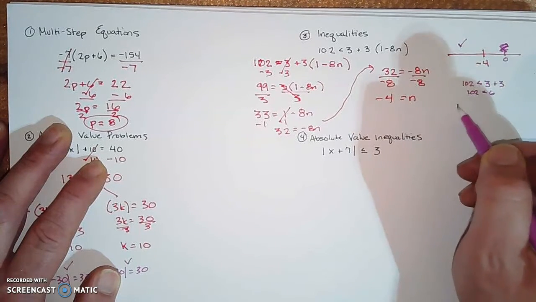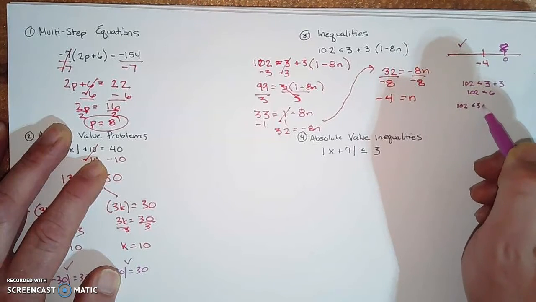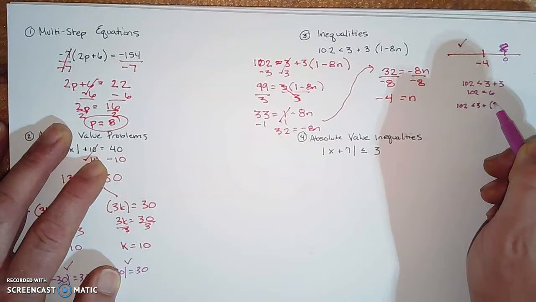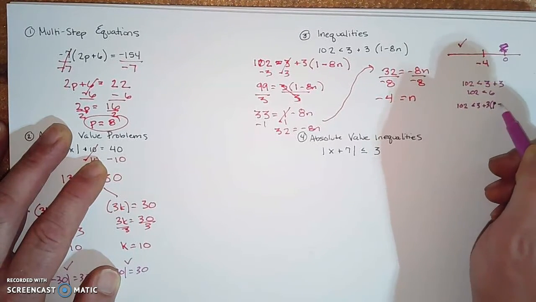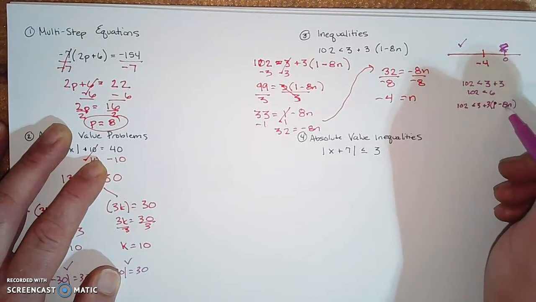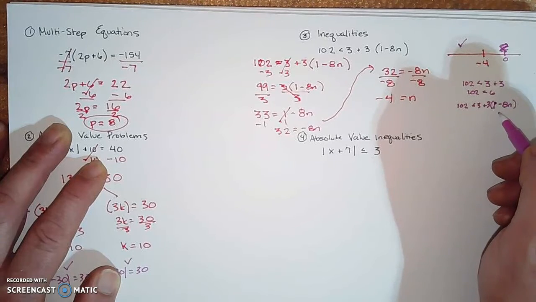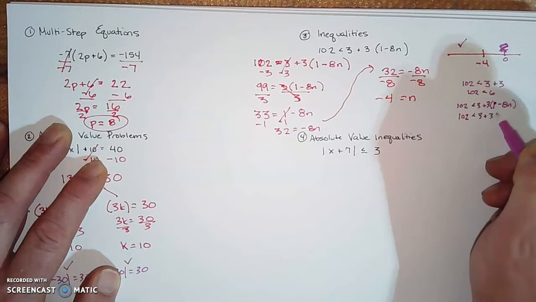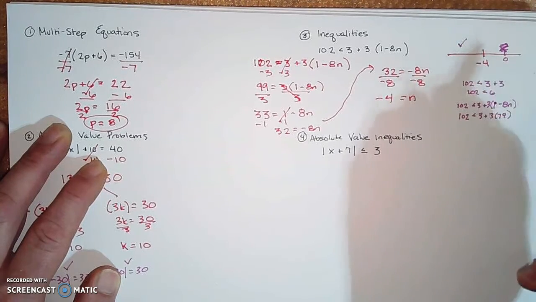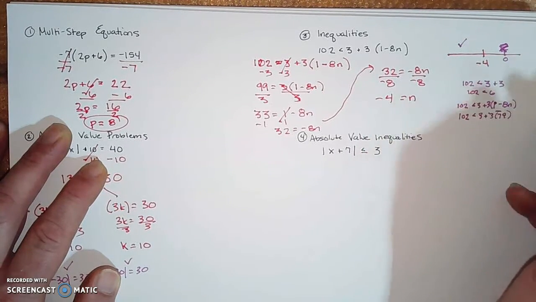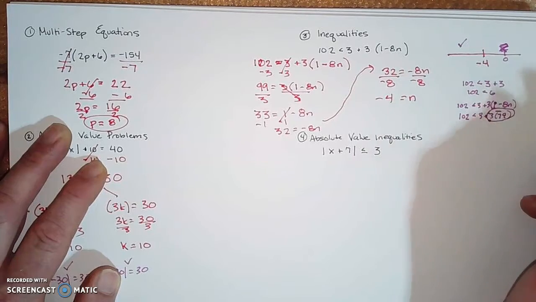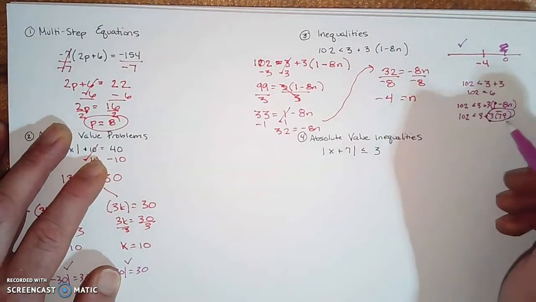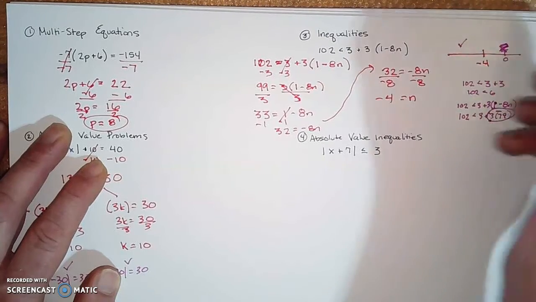-10. So I get 102 is less than 3 plus 3, parentheses 1 minus 8n. Well, -8 times -10 is -80. 1 minus -80 is -79. And I really don't have to keep going because, oh, that's a negative. Because this number is a really big negative number. It's already going to be a negative answer. It's going to be less than 102, so I know this answer was correct.